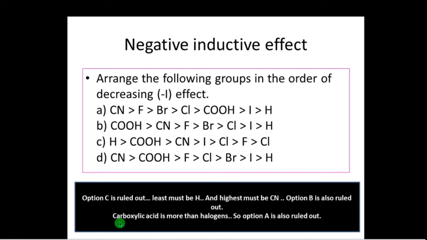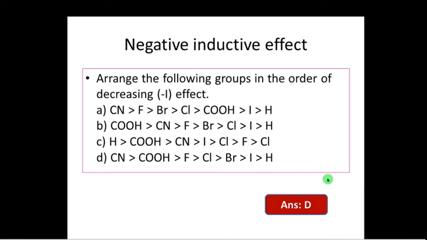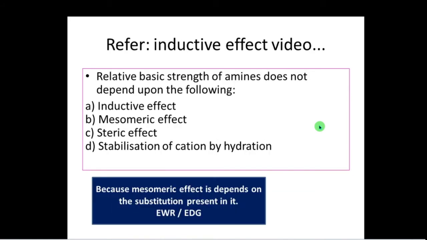So, as we know that our carboxylic group is more than the halogen, our option A is also ruled out. So among these, option D is the correct one, because D has the nitrile group followed by the carboxylic group, followed by halogens, followed by hydrogen. So this is our negative inductive group in concern with the decreasing of our minus I effect.